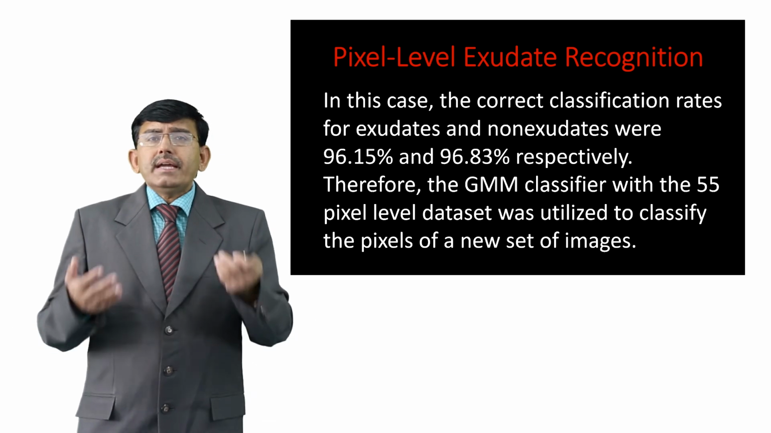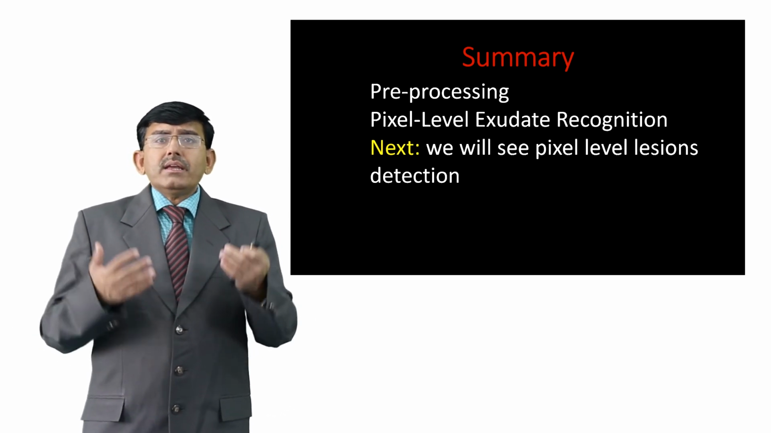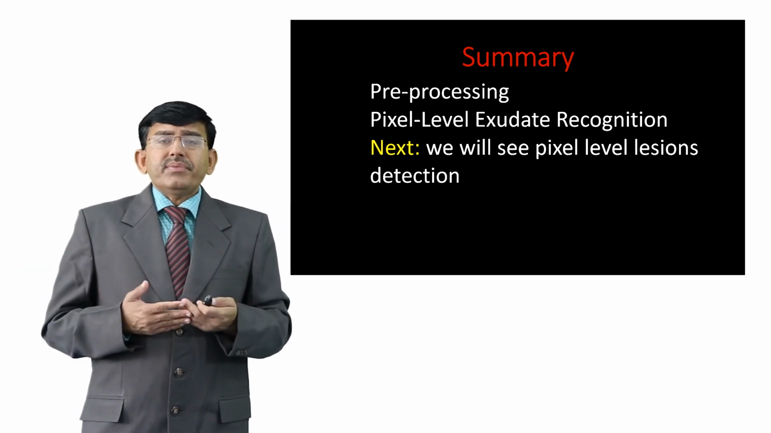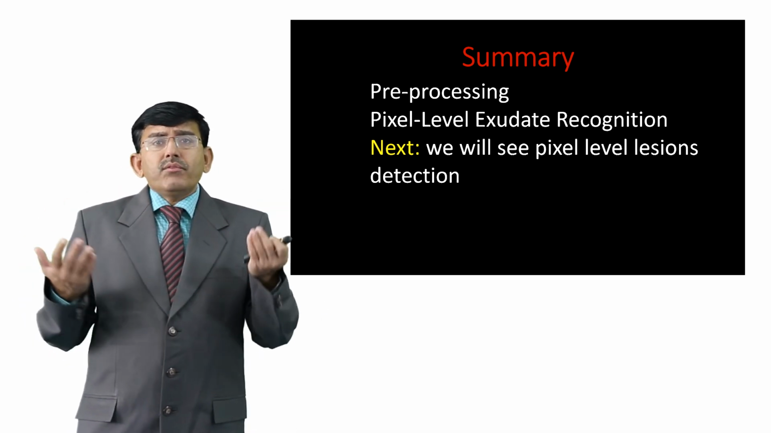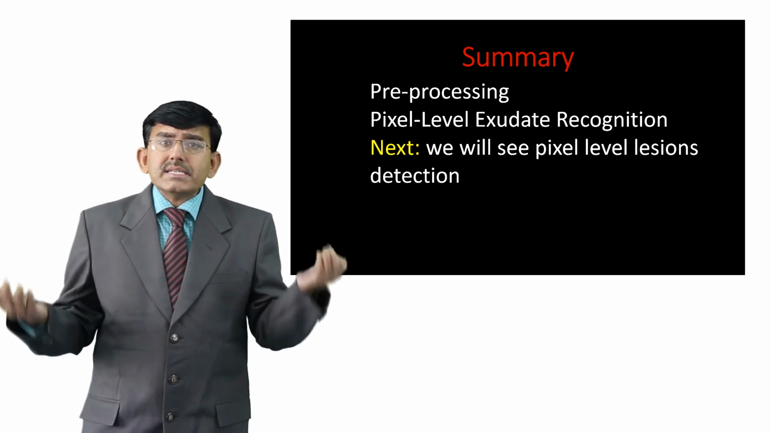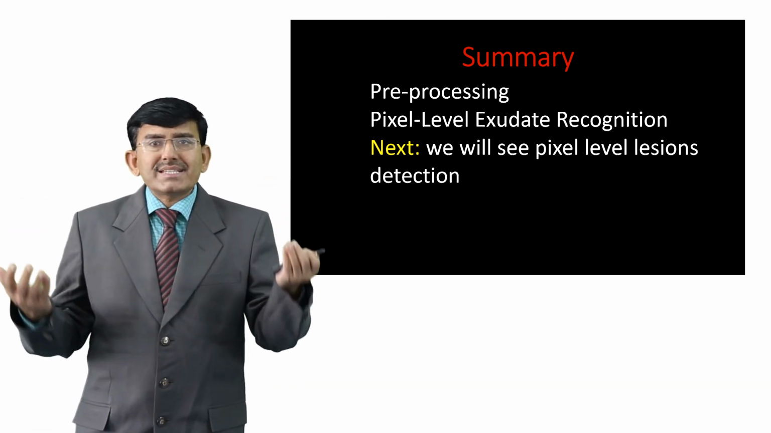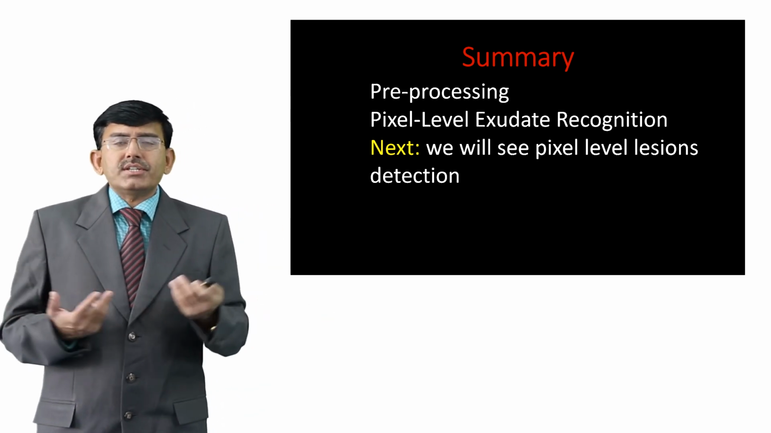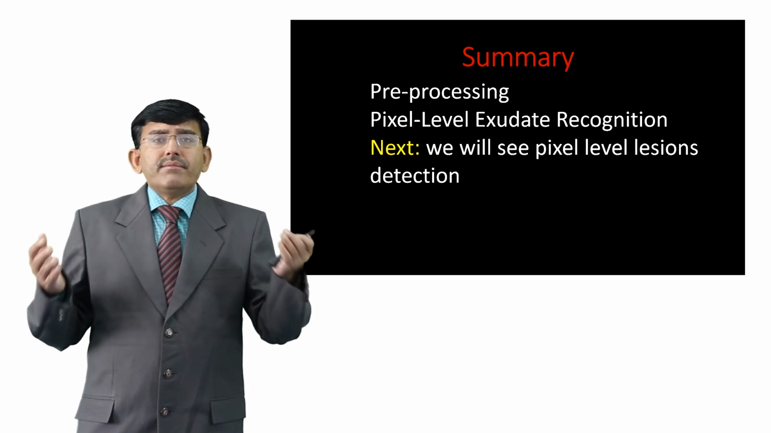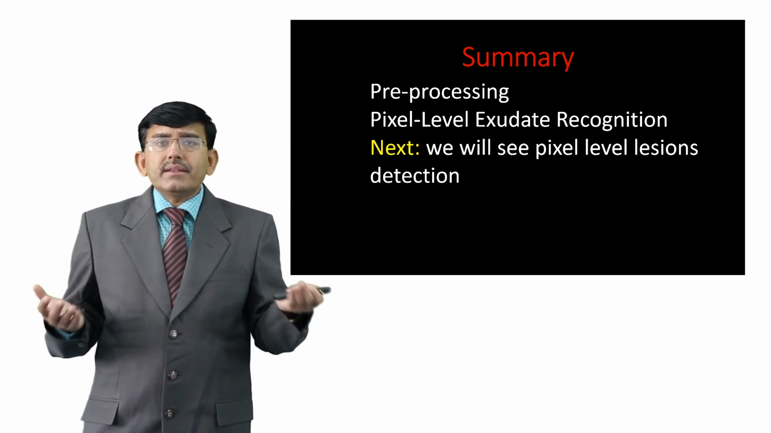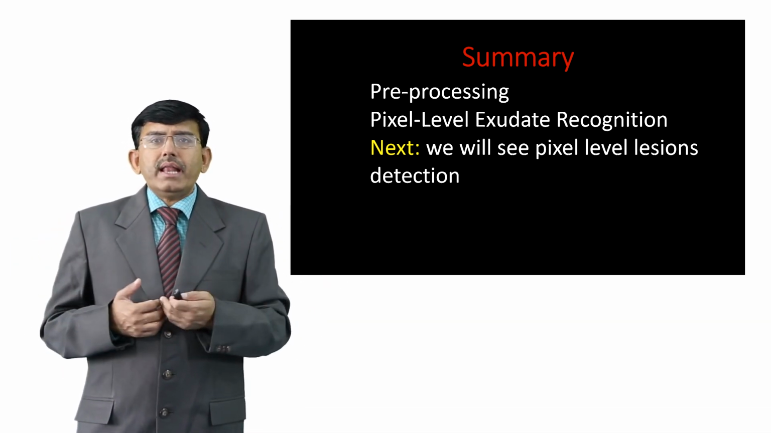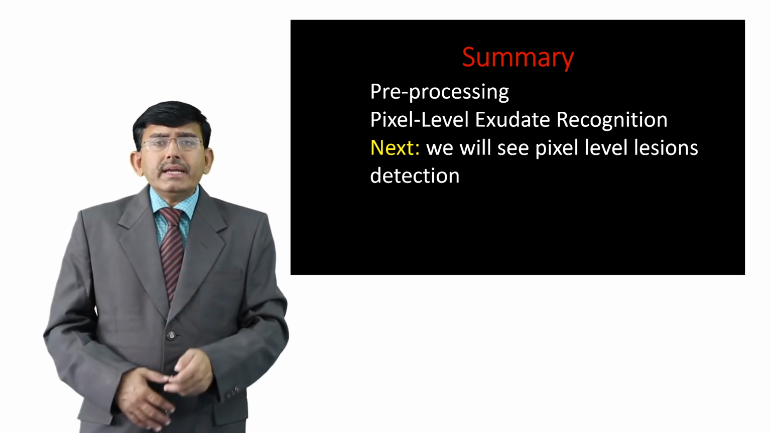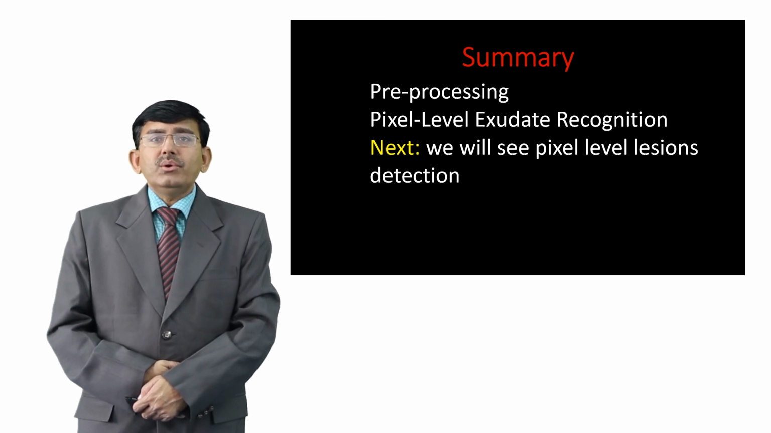Now let us summarize. In this module, we began with various pre-processing operations on retinal images. Then these pre-processing steps were used to enhance the images so that we can get the maximum feature set. Then we came to the pixel level exudate recognition technique, and we have touched upon this exudate recognition topic in detail. In the next module, we will see various pixel level lesion detection techniques on retinopathy. Thank you very much.